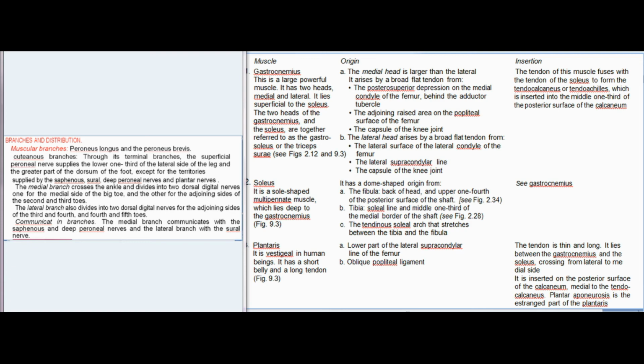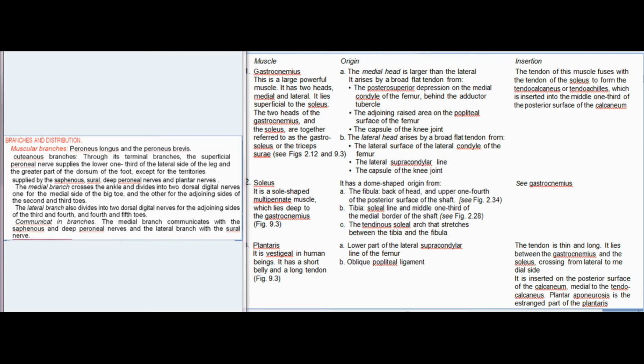Cutaneous branches: through its terminal branches, the superficial peroneal nerve supplies the lower 1/3 of the lateral side of the leg and the greater part of the dorsum of the foot, except for the territories supplied by the saphenous, sural, deep peroneal nerves and plantar nerves.